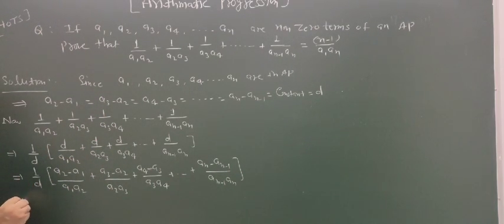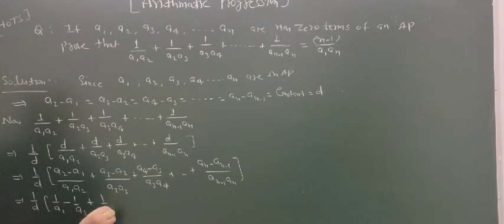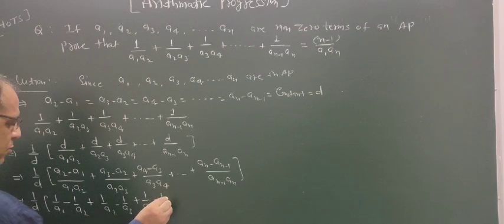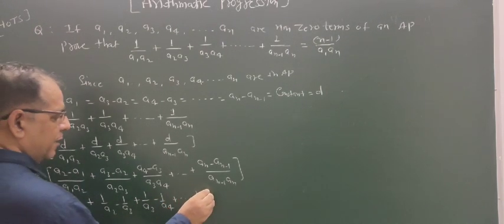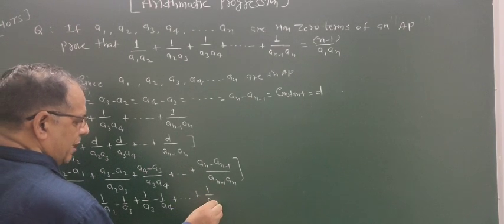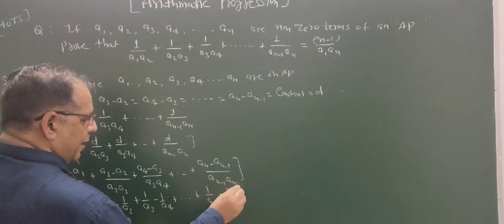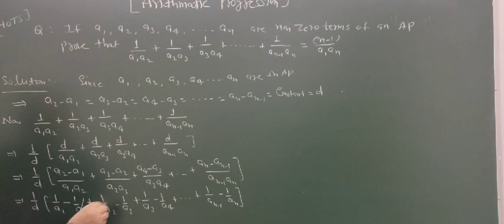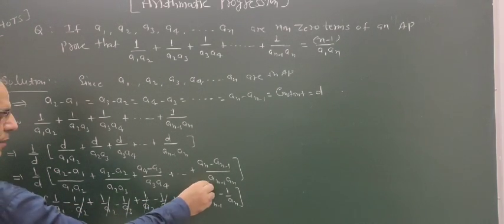Now in the next step, 1 upon d is outside, and inside the bracket we split the LCM. So a2 upon a1 a2 becomes 1 upon a1 minus 1 upon a2. When a2 upon a2, we have 1 upon a1. When a1 upon a1 a2, we have 1 upon a2. Similarly 1 upon a2 minus 1 upon a3 plus 1 upon a3 minus 1 upon a4 and up to finally 1 upon an minus 1 minus 1 upon an. So here minus plus minus plus minus plus, these are cancelled out.